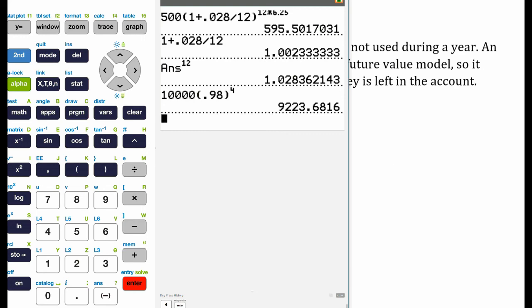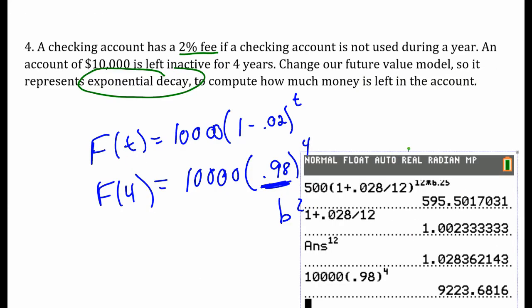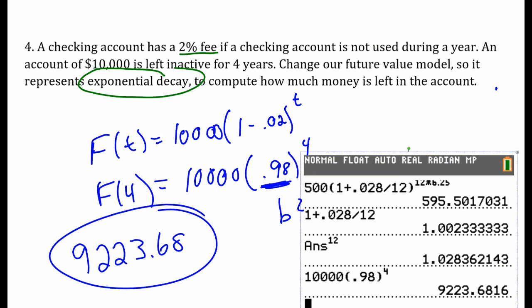And, wow, it's a lot of money gone. We'll be left with only $9,223.68. So we can also represent exponential decay by changing our plus sign to a minus sign, and these ideas are still the same.